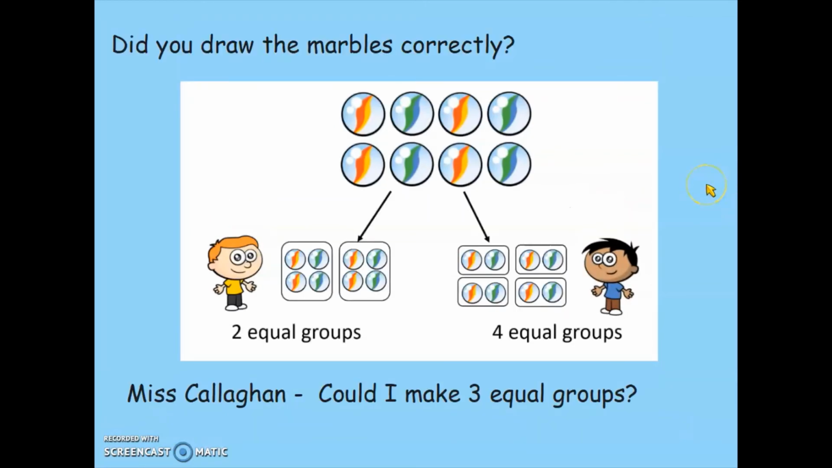Okay, did you draw the marbles correctly? So Ron has got 2 equal groups with 4 marbles in each group, and Amia has got 4 equal groups. So 1, 2, 3, 4 with 2 marbles in each group.